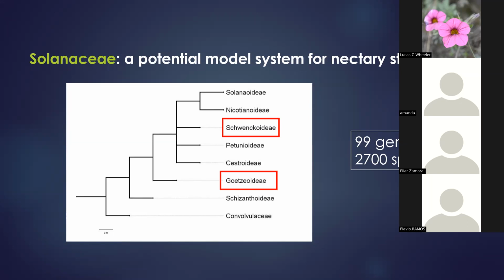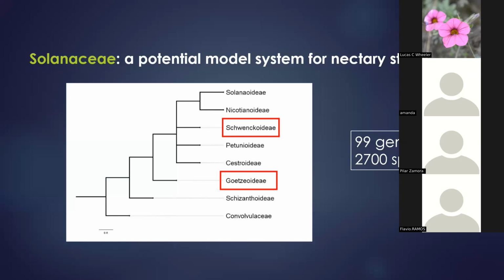First, when you want to understand something from the evolutionary point of view, you should have a fully resolved phylogeny. We had a resolved phylogeny by Olmstead et al. and Särkinen et al., so that we could map the distribution of different nectary types and not spend energy on phylogeny. So this was the first reason that I chose Solanaceae as a model system.